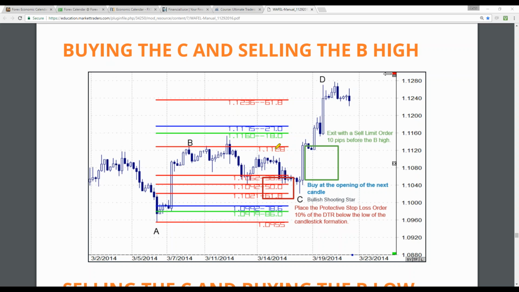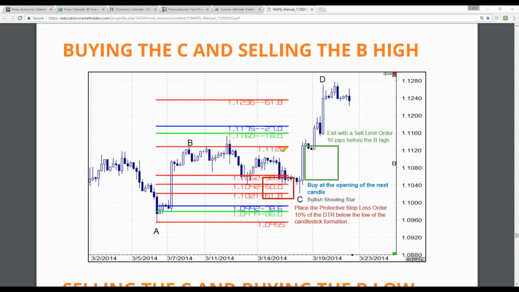Then I'm going to look at the price point where the B high is, in this case, at 1.1128. And I will be looking to get out for profit 10 pips before that is hit, meaning 1.1118.